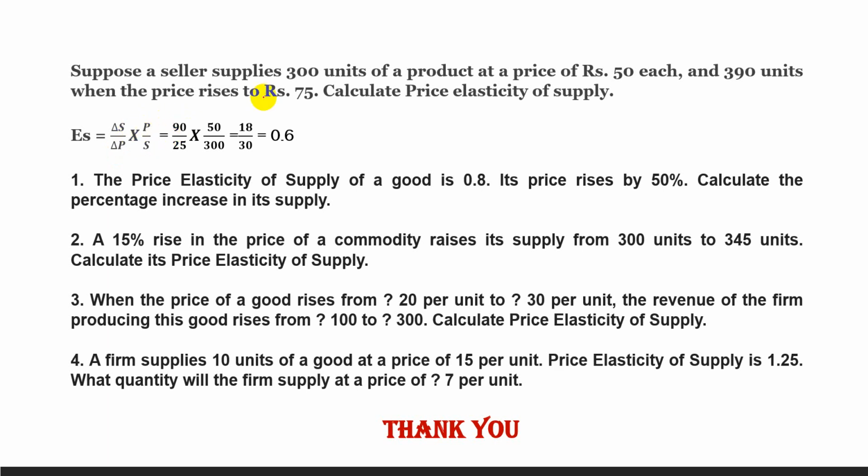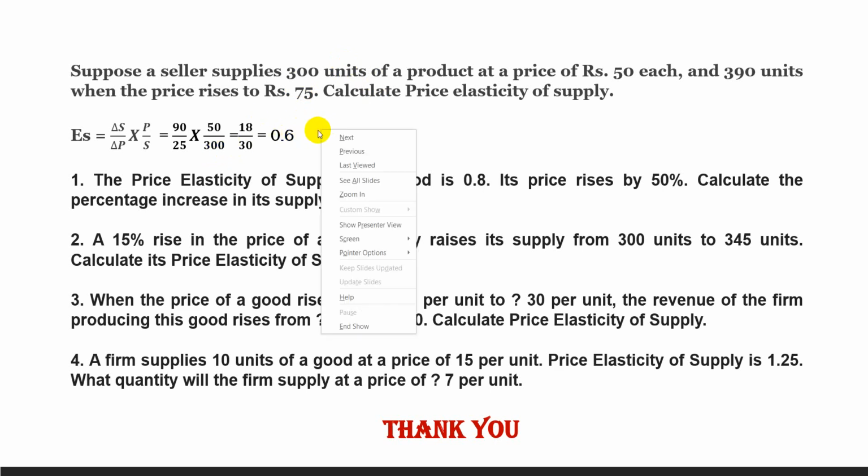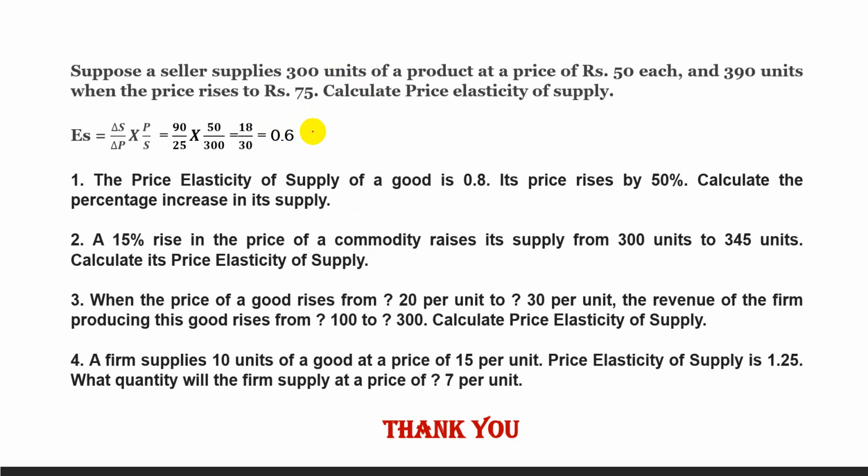Change in supply is equal to 390 minus 300 units, which is 90 units. Change in price is 75 minus 50, which is 25. Original price is 50 and original supply is 300. Then it is 0.6, which is less than 1 in elasticity.